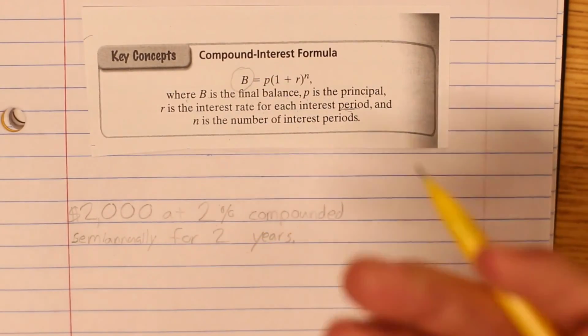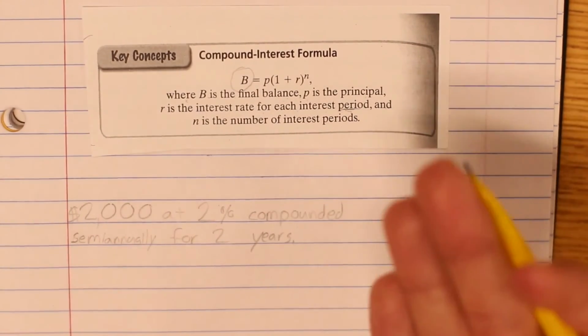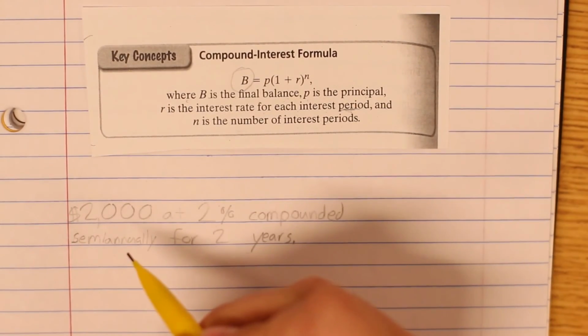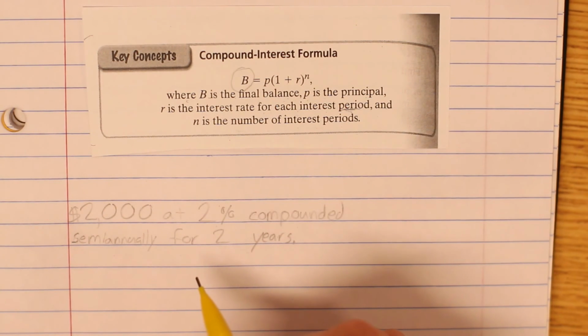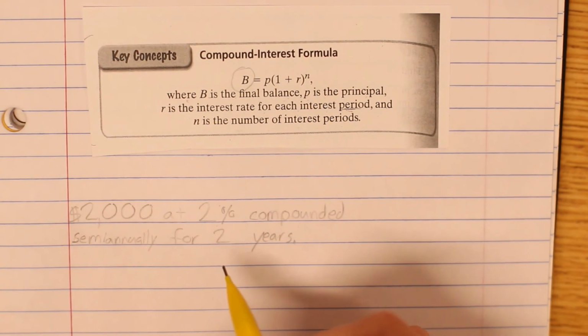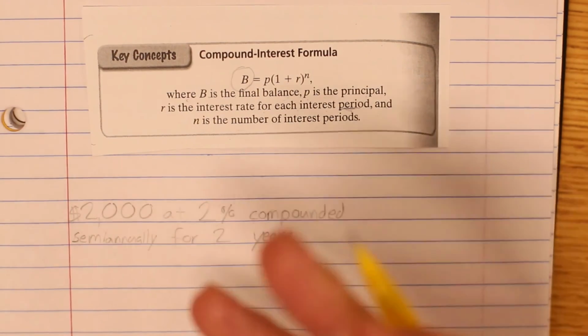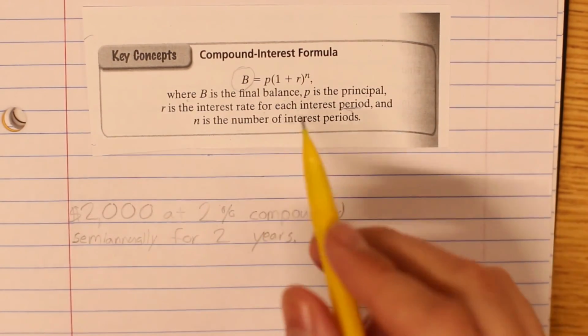So in 2 years, how many times are you getting interest on it? Well, semi-annually means 2 times in a year. So every year I'm getting it 2 times. So if I have 2 years, that means what? 4. Yeah, you're right, 4. So let's plug in these numbers.